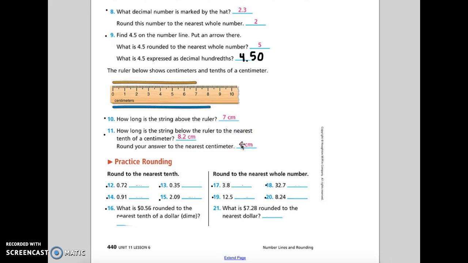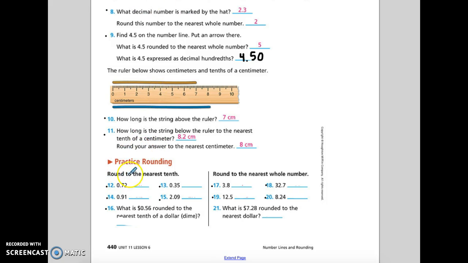If you said 8, you were right on, because 2 is less than 5. So I look at the number left and I get to keep it the same, which means I leave it at 8 centimeters. All right, the last thing we're going to do is practice rounding both to the tenths and to the whole number. So let's go ahead and look at these.